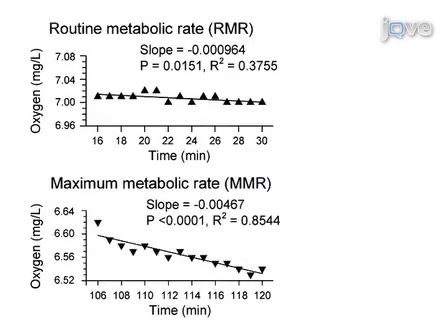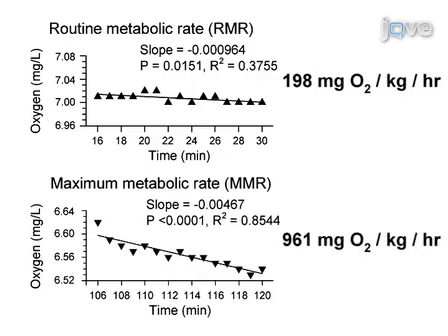Determine the routine and maximum metabolic rates, abbreviated RMR and MMR, by calculating the volume or mass of oxygen per unit mass per unit time. In this example, RMR was 198 and the MMR was 961 milligrams of oxygen per kilogram per hour.